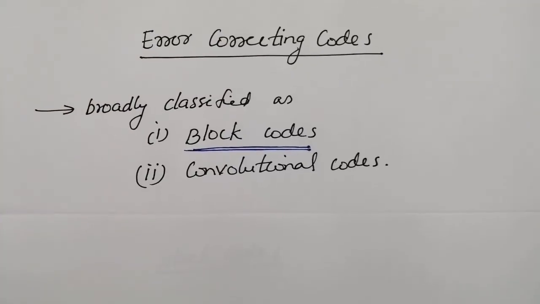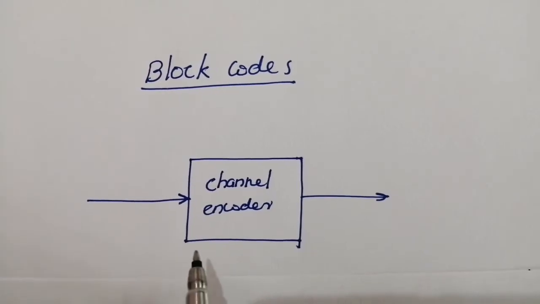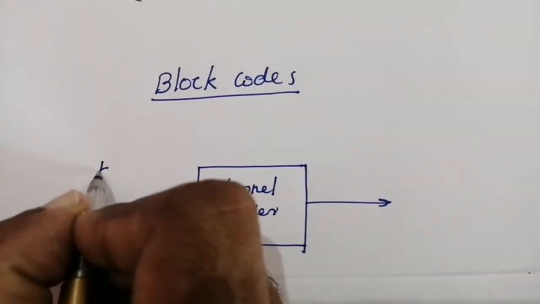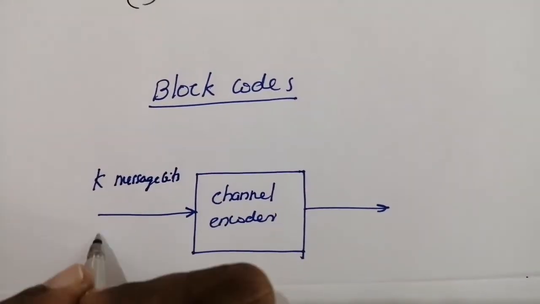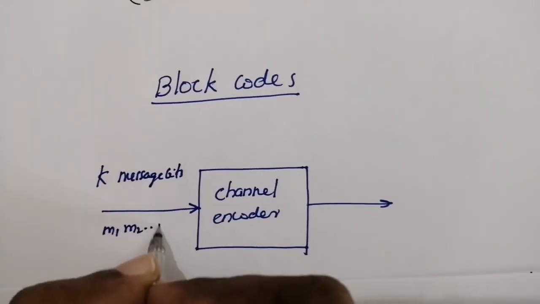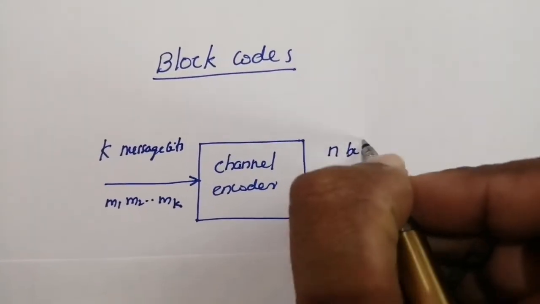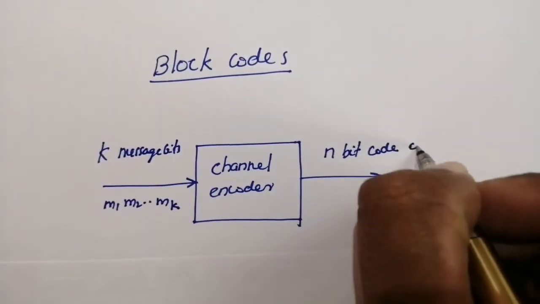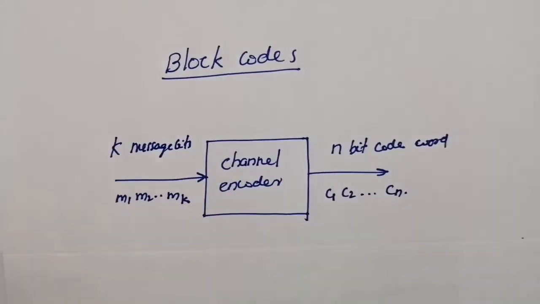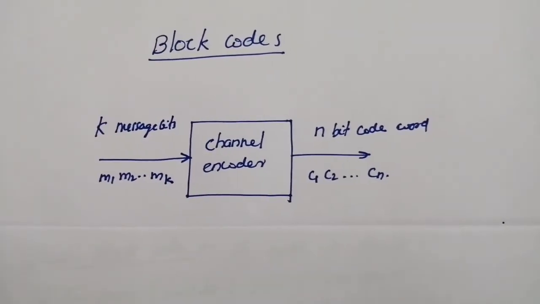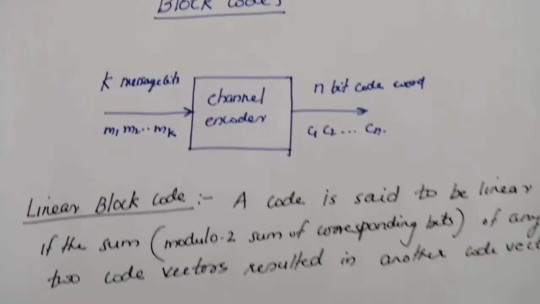Generally in the case of block codes, the channel encoder takes k message bits, say M1, M2, etc. Mk, to generate an n-bit code word, say C1, C2, etc. Cn. Of all the block codes available, we should restrict our discussion to linear block codes. Now, what are linear block codes?